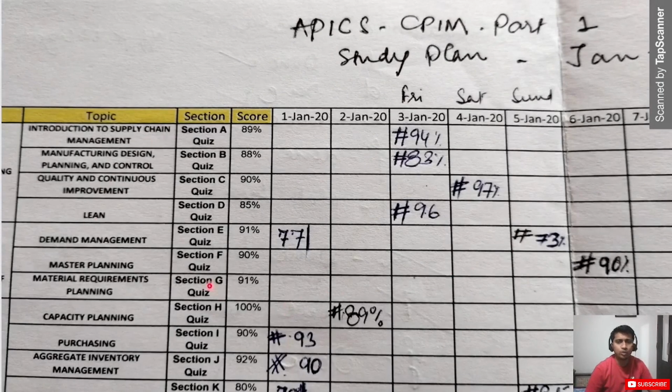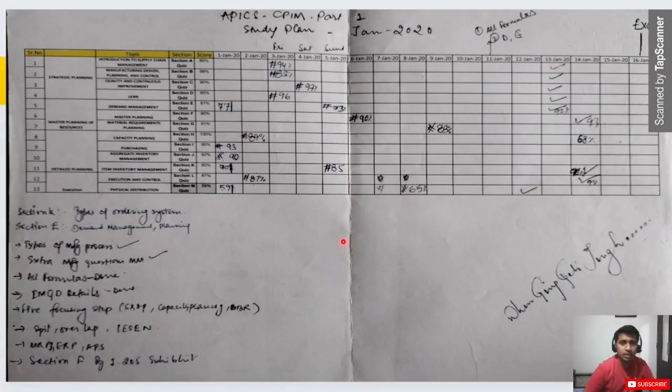So here is a closer view of the study plan. What I had, I noted all the topics, days, and here I have marked even the scores as well. So how I'm performing. Like for 1st Jan I had 77% score, but on 5th Jan I'm scoring 73%. So one more important thing in my plan is that I'm not giving quizzes in consecutive days.